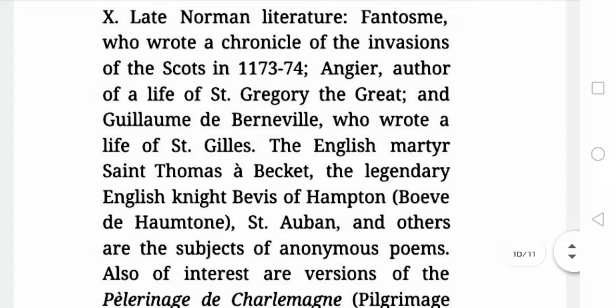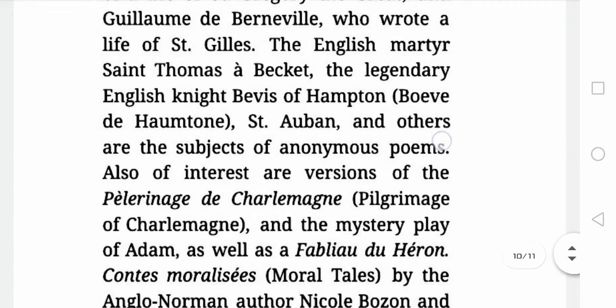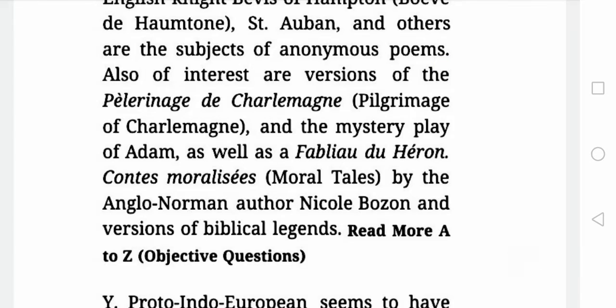Now comes the late Norman literature, that's given here, and the great St. Thomas Becket, the legendary knight who was martyred. Murder in the Cathedral by T.S. Eliot was based on him, and the Canterbury Tales also refers to his martyrdom.